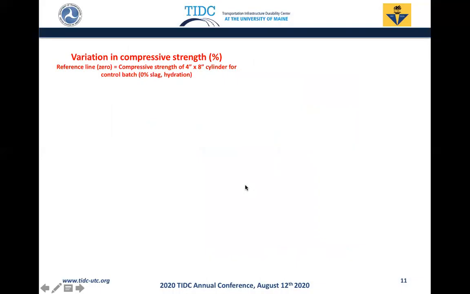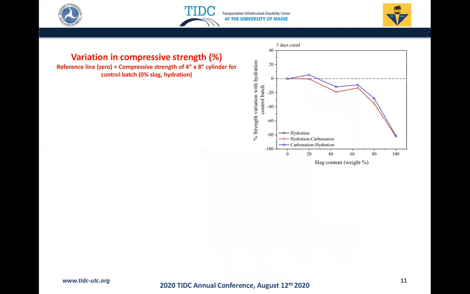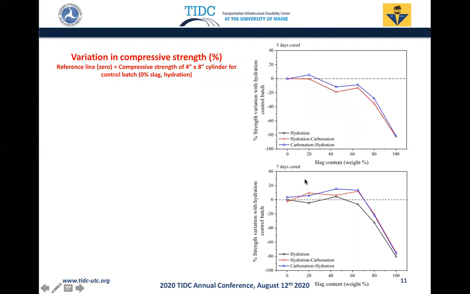The next slide shows the same results for compressive strength in another way. Here we compare the results with reference line, which is compressive strength for 4x8 cylinder for control batch. It means 0 slag, 100% cement, and only hydration. It means no carbonation. The black line shows hydration, red line shows hydration plus carbonation, blue line shows carbonation plus hydration.